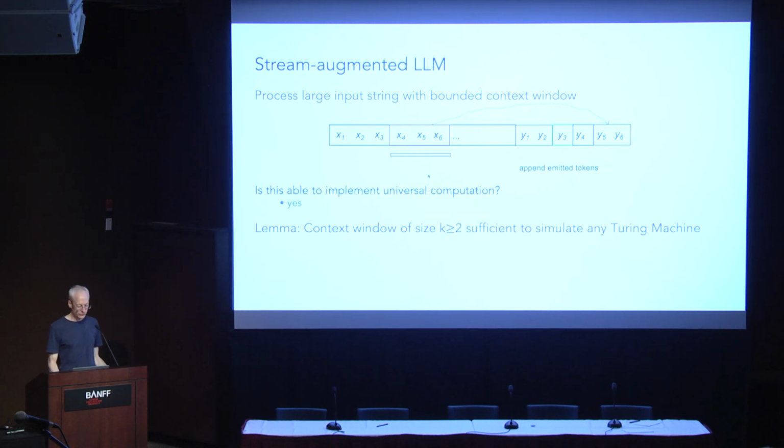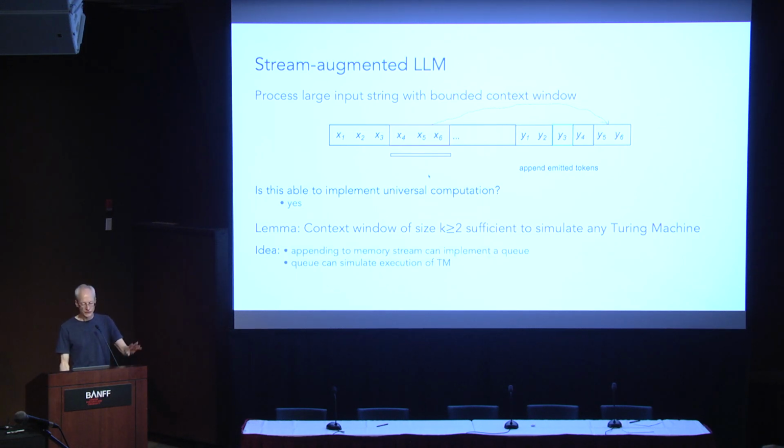And in fact, you can prove with some work that you don't even need a large context window. You can prove that you only need to look at a pair of symbols. Based on a window of size 2, you can generate 1 or 2 output symbols and append them to the end, and you can simulate any Turing machine on any input this way.